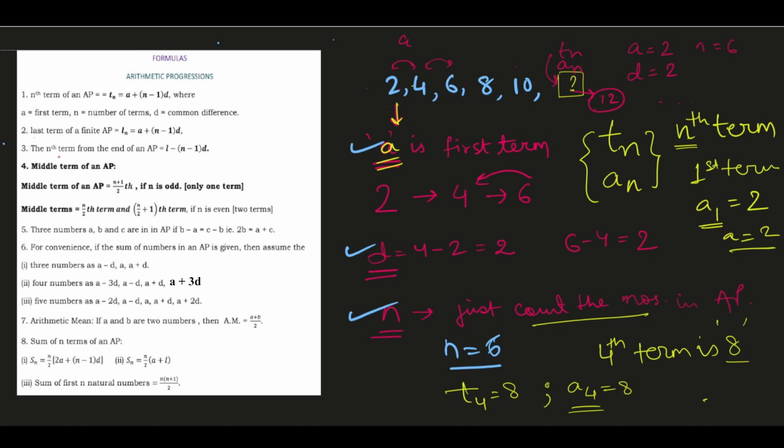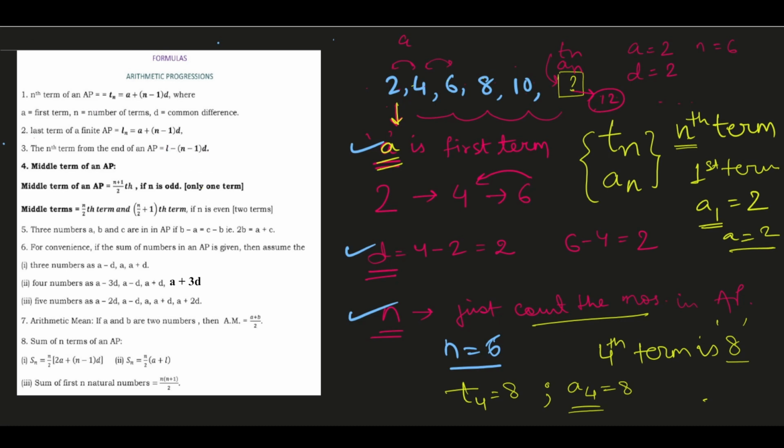Okay. So the next formula is the nth term from the end of an AP. So if I tell you to calculate from here, from 12 or from 10, means from the end of an AP, the formula changes. It will be L, which is the last term. And since I'm going backwards, this is minus instead of plus. And the rest of the formula remains the same.